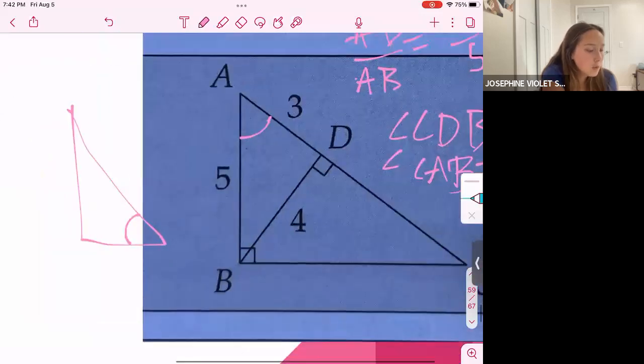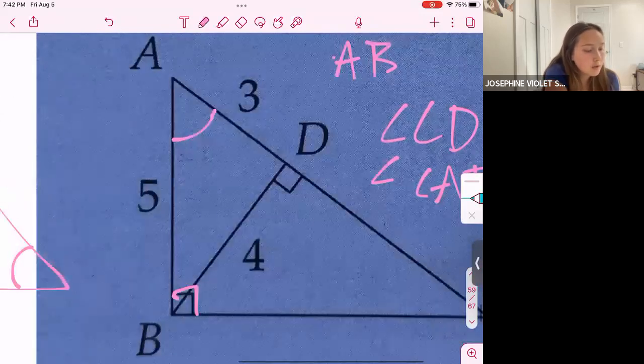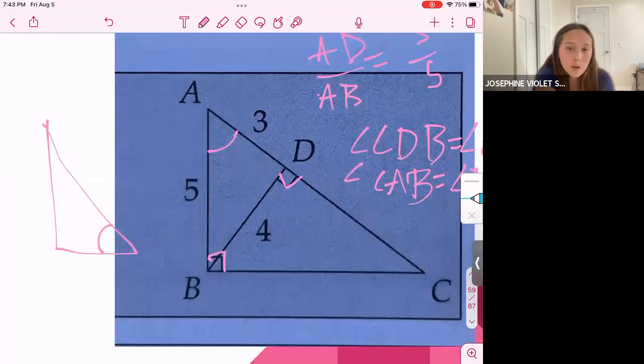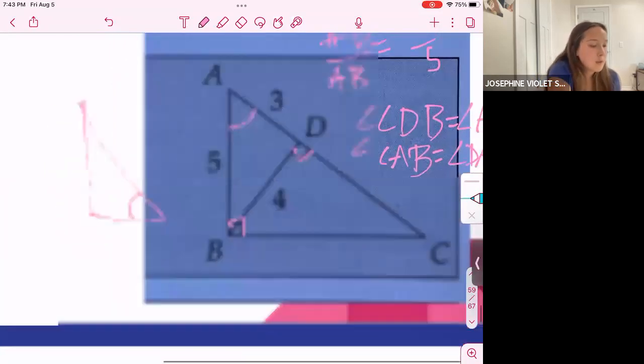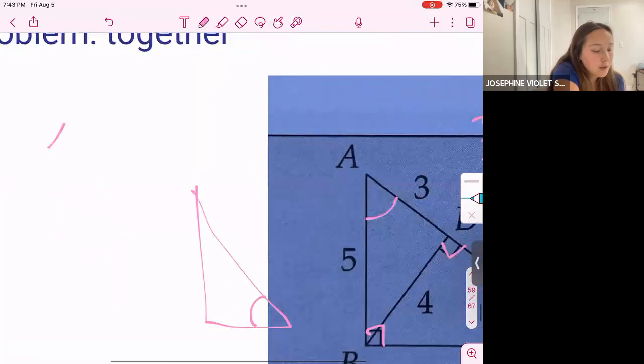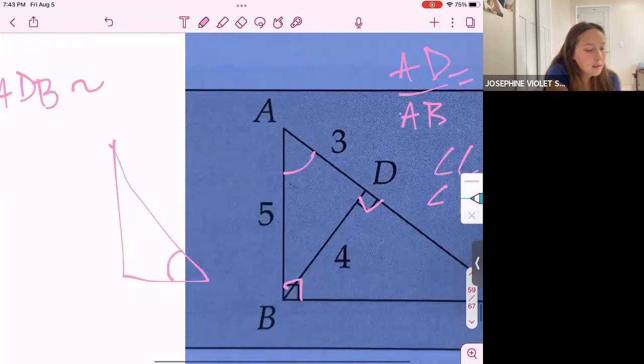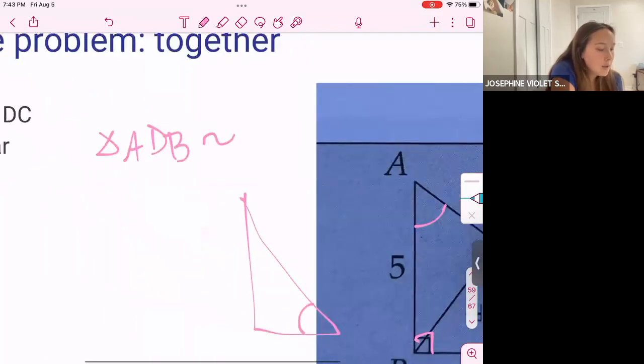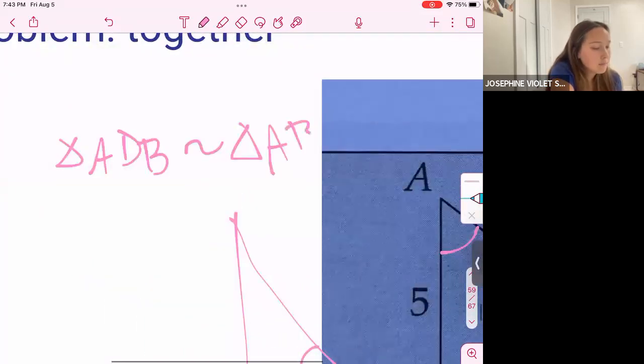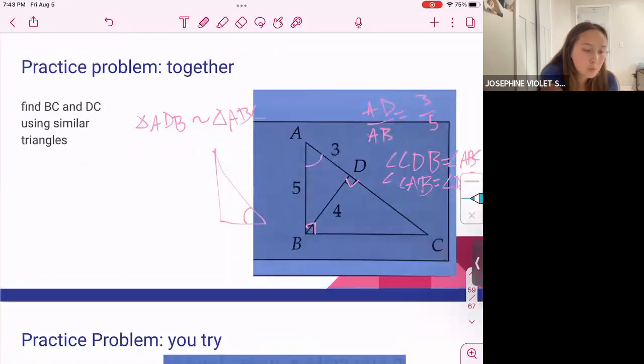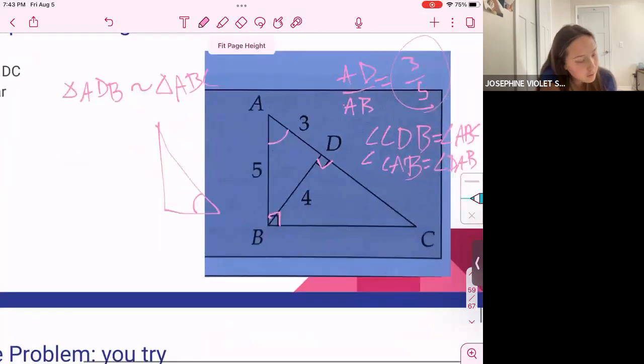So we know that 2 angles of these 2 triangles are the same. And from that, we know that these are similar triangles. So the notation for that is triangle ADB is similar, it's like a little squiggly line, to triangle ABC. And we already found this ratio of the side lengths, which is 3/5. So to find BC and CD, it's just a matter of using our ratios.